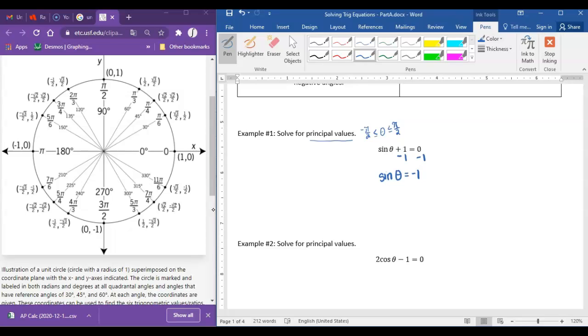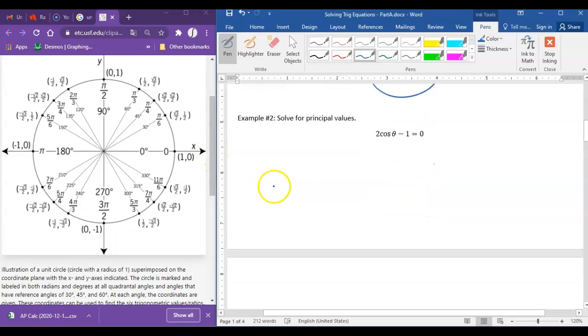This is 3 pi over 2 on the unit circle, but we don't want to give 3 pi over 2 because that does not fall between negative pi over 2 and pi over 2. Or think like 270 does not fall between negative 90 and positive 90. So instead, we're going to think of the negative angle here, which would be negative pi over 2. So we're going to have theta equals negative pi over 2. And that would be our answer for number 1.